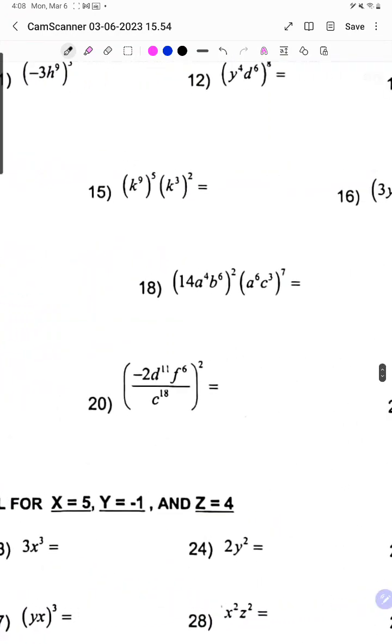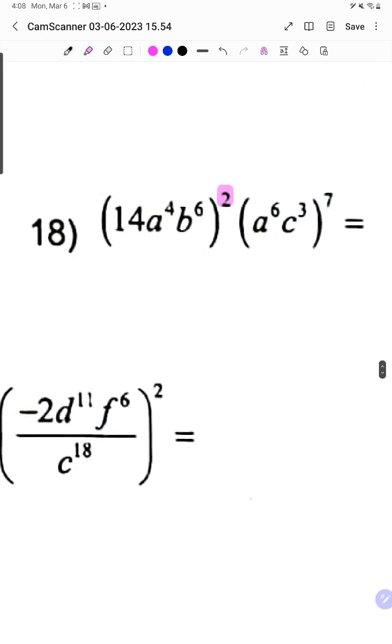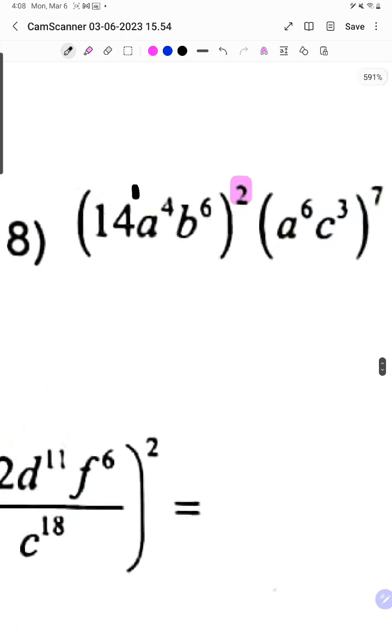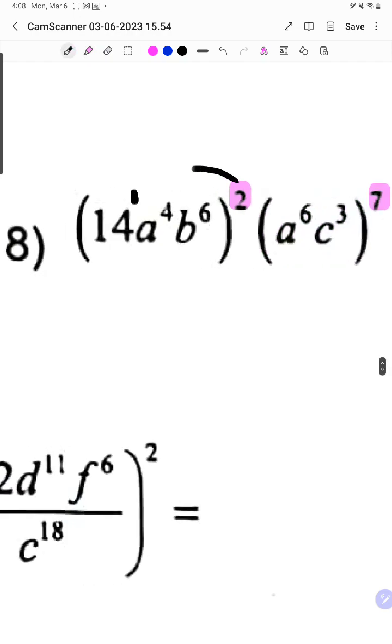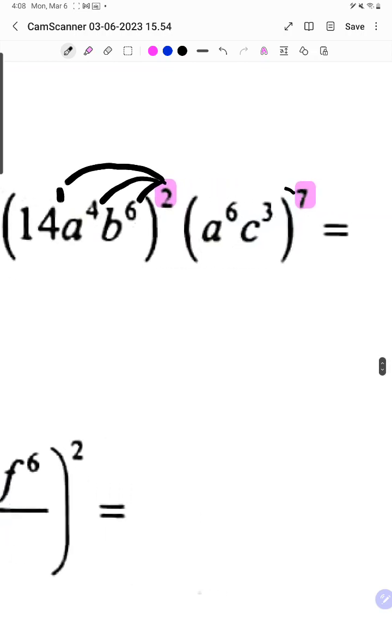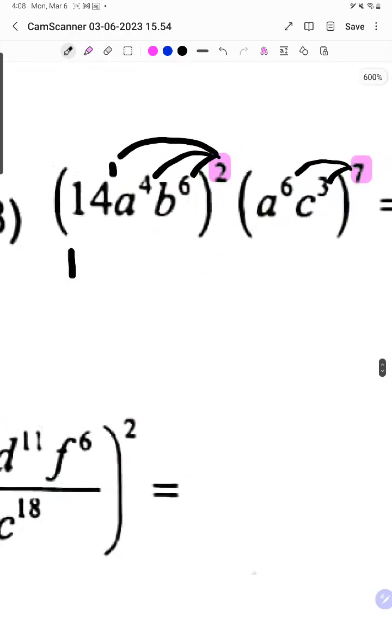Let's do another one together. So this exponent of 2 gets multiplied to every single exponent inside of this equation. And this 14 has an understood exponent of 1. And this 7 right here distributes to every exponent inside of this expression right here. So this 2 will multiply to this exponent, and this exponent. And this 7 will multiply to this exponent and this exponent. So what's going to happen is we'll get 14 squared, a to the 8th, b to the 12th.